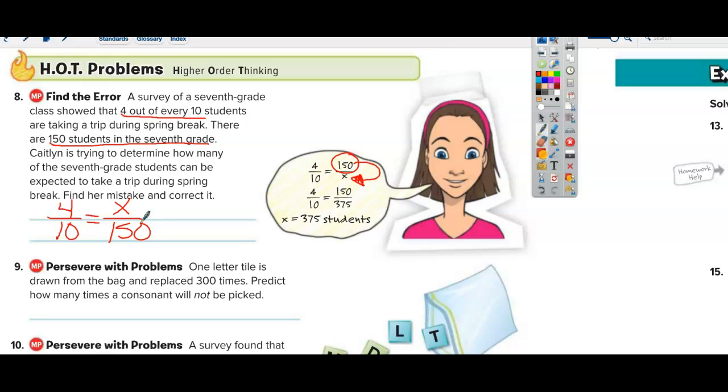Do you ever reduce the number of students? No. You reduce probability, but you don't reduce the number of students. I thought you could reduce it to 4 at a time. It's not asking for the probability.